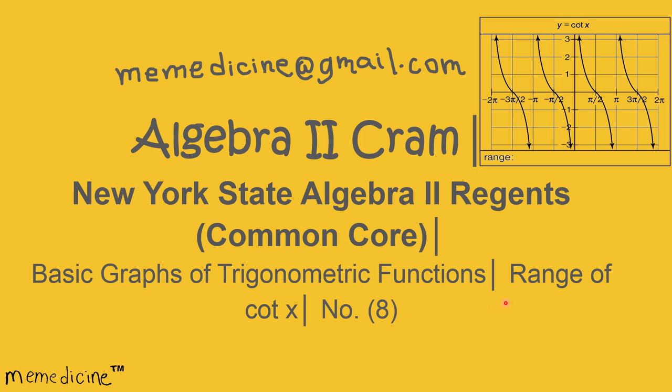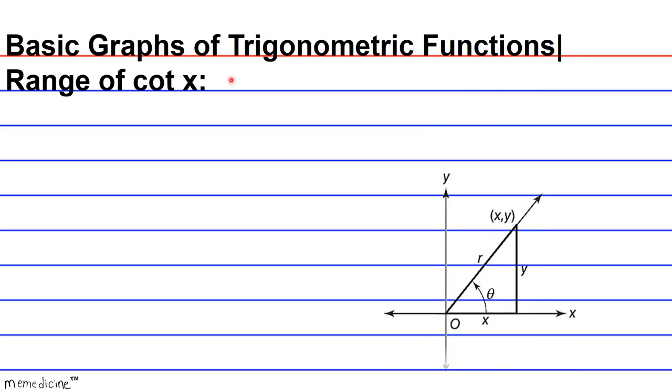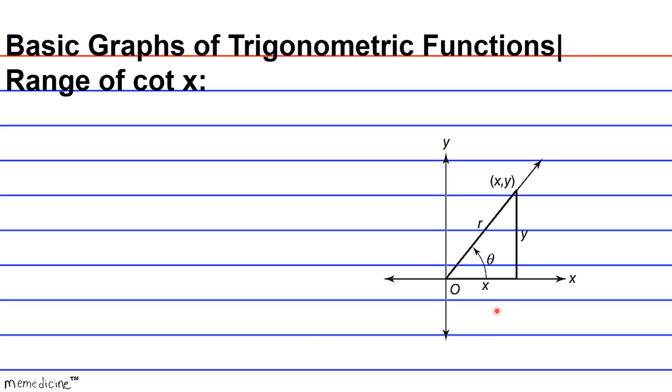All right, let's cram through the range of the cotangent of x. Basic graphs of trigonometric functions. Range of cotangent x. Before we delve into the concept, I want you to recall a few things regarding the cotangent of x. Here in this introductory concept, we're going to use the variable theta to represent the angle instead of x, because we have x denoting the x coordinate here. We don't want to double up on variables.